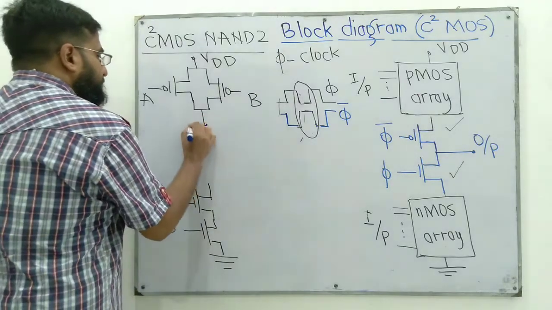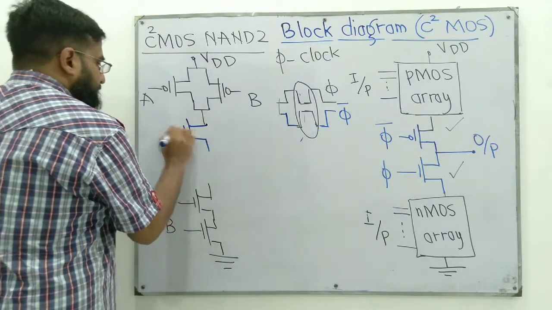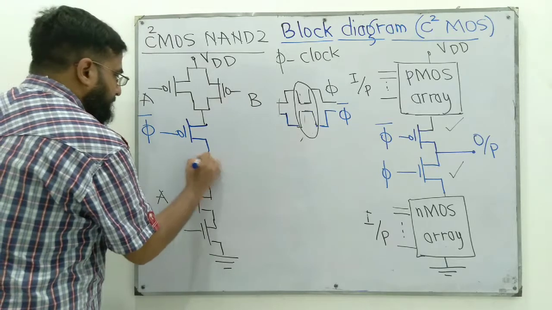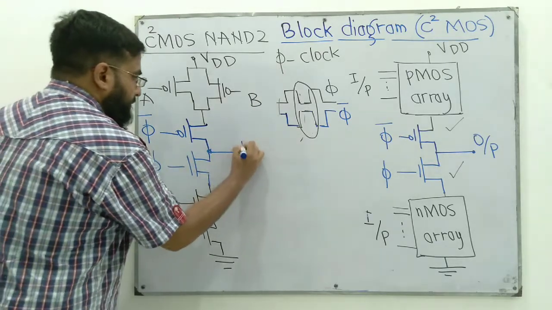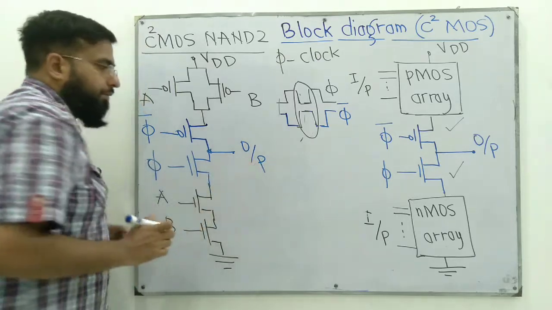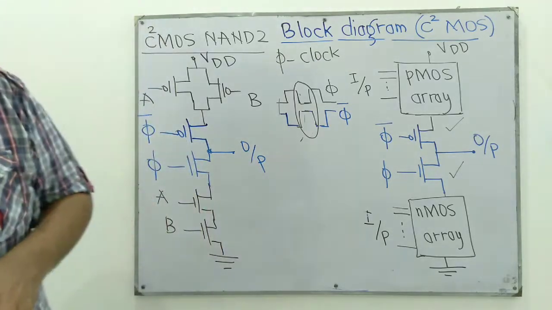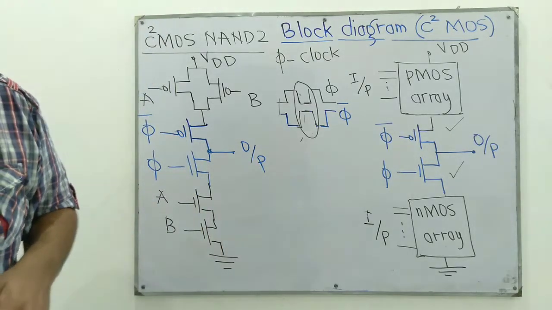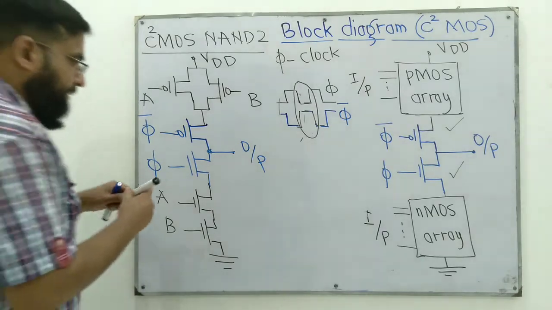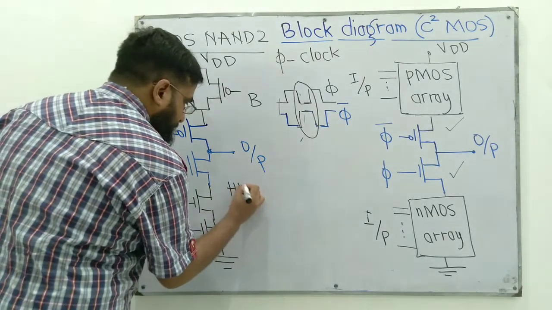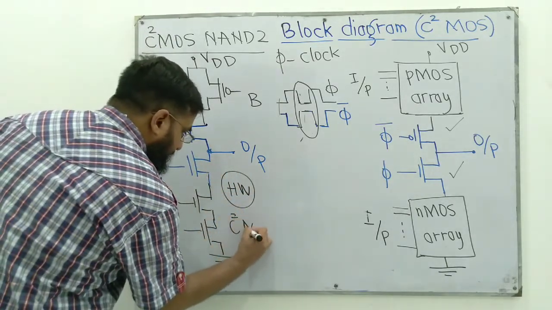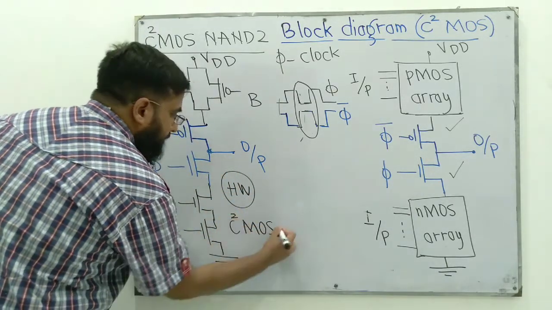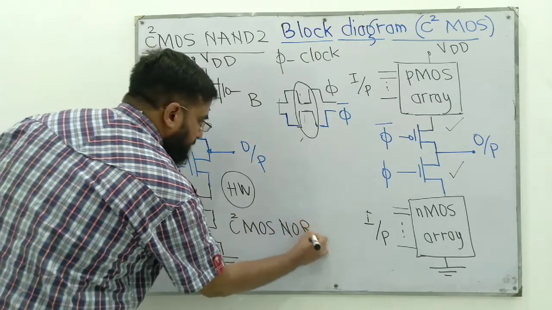This PMOS transistor, whose input is phi bar. The NMOS transistor, whose input is phi. And we're going to have the output from this terminal. So while we have implemented this, there is a small homework for students. Students are required to implement C2MOS NOR 2.